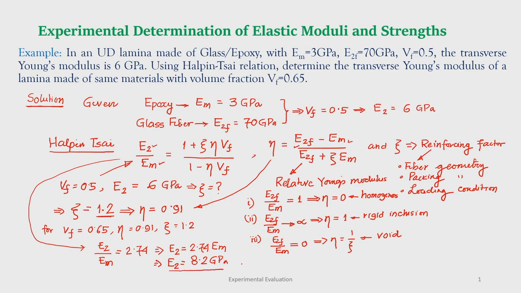So, using Halpin-Tsai, we could see that when the fiber volume fraction increases from 0.5 to 0.65, the transverse Young's modulus increases from 6 GPa to 8.2 GPa. Suppose we use the rule of mixture, the mechanics of material expressions.